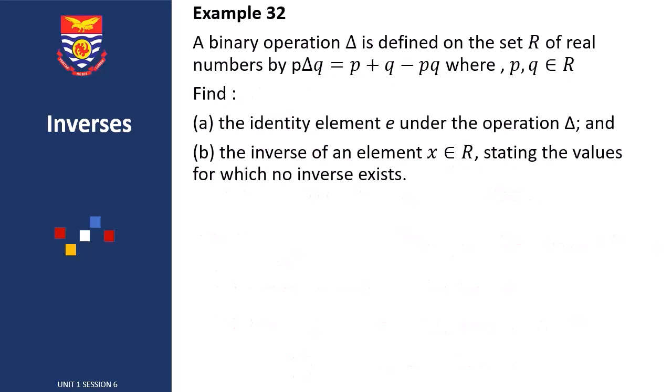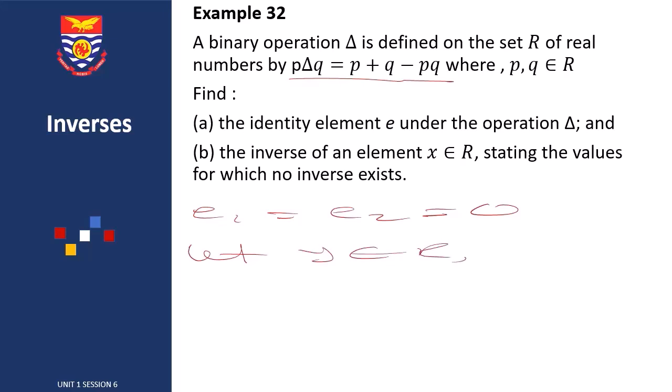Example 32. A binary operation is defined by this definition here, and we have been asked to find the identity element and then find the inverse. By calculation, the identity element is simple: you get E equals 0, U1 equals U2 equals 0. You know this one already. Now we have to find the inverse. So as usual, let y, a member of the real numbers, be the inverse.